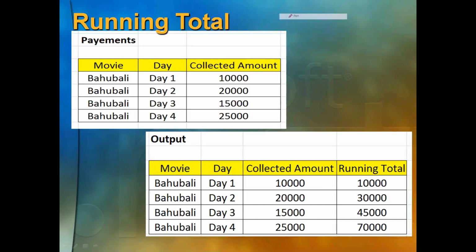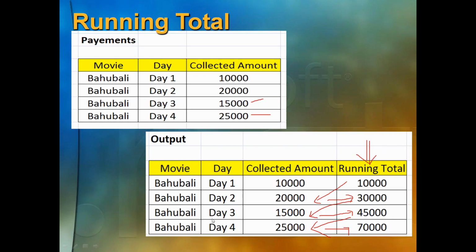What do you mean by running total? First day amount plus second day amount: 10,000 plus 20,000, so the running total will be 30,000. In day two, the total amount will be 30,000. Then 30,000 plus the next day collection of 15,000 is 45,000. So this will be the running total. Clear? At the end of day three, you have $45,000, plus the next day collection of $25,000. So 45,000 plus this one will be 70,000. This is how you should be able to get the running total.